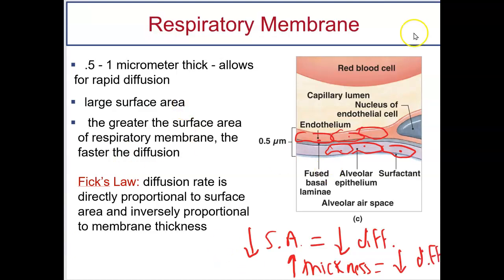And so this doesn't change too much; it should be nice and thin with a large surface area. What happens in respiratory and pulmonary diseases is typically what you see here. They're going to have you lose surface area or make the membrane thicker, and that's going to slow down diffusion, which will be a problem because if you don't have enough time to move all those gases, you become hypoxic and you have too much CO2 in your blood.